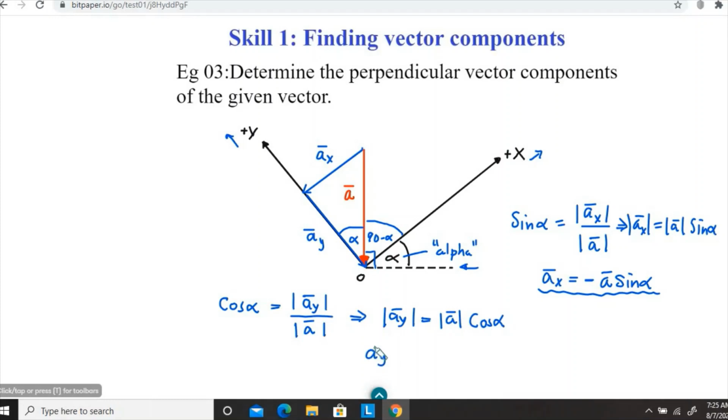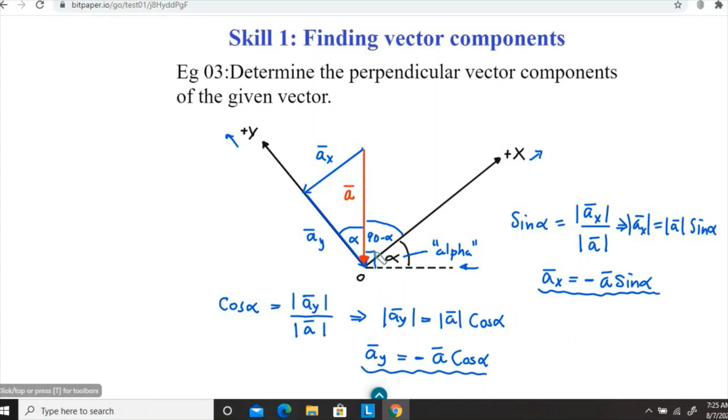Now if I want to represent the actual vector ay, you can see the positive values are measured in this direction for the y-axis, but the actual ay vector is pointing in the reverse direction. So then I need to put that negative sign. So negative a cosine alpha. So that's how you do this.